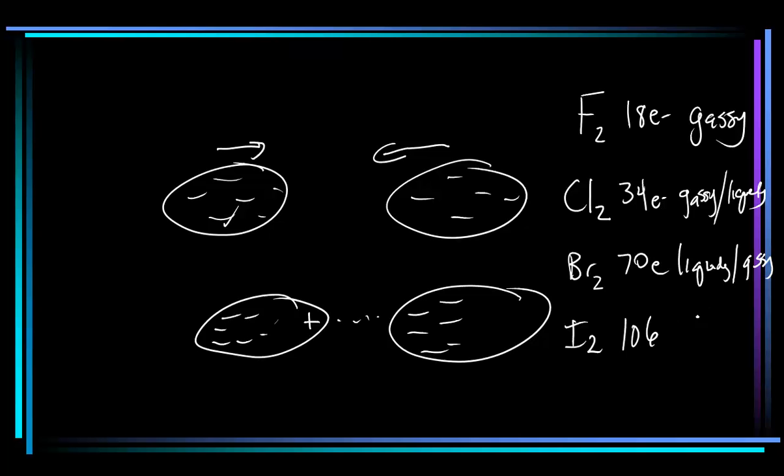Finally, iodine is number 53. That's 106. It is a solid, liquidy type thing. No, it's mostly a solid, but you can easily liquefy it by adding a little bit of heat to it. So what does that mean? Like gallium, yes. Okay, so what does that mean? That means as the molecule gets bigger, the LDF gets stronger.